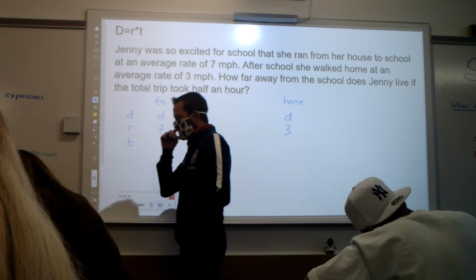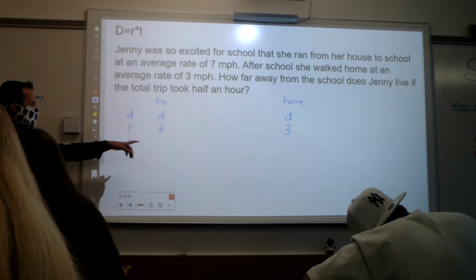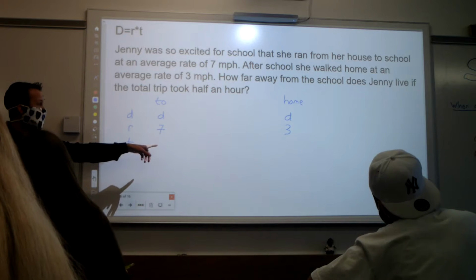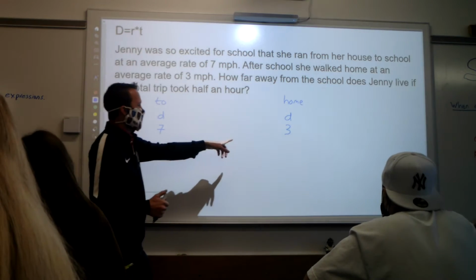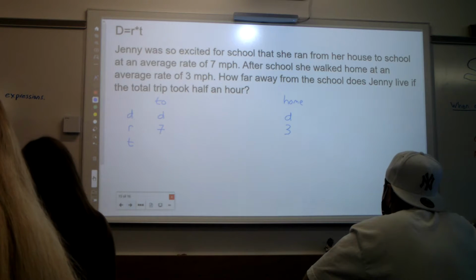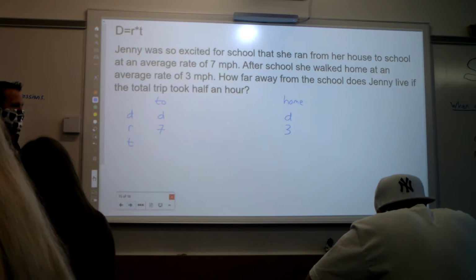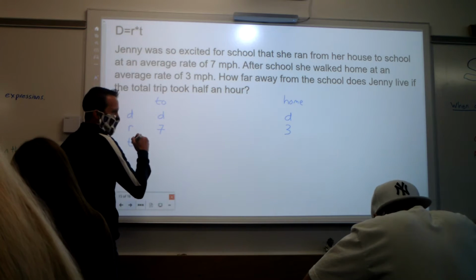Now, we're not given a lot of information about the time. Obviously, at the time to school, she'll get there faster because she's running faster, and it'll take her longer to get home. But what are we told about the time? If we add them together, it's going to give us 30 minutes or half an hour.